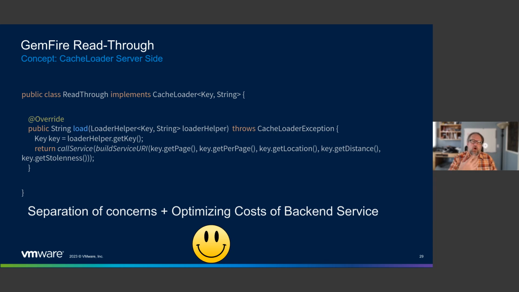When I'm on the cache loader, the part that's deployed to the GemFire server, this is what it turns into. I go off and do a load, and there's my loader helper. All I'm going to do is go get the key, call my service, and return that value, and GemFire will store it appropriately in the right region. Super awesome stuff. I love the separation of concerns and optimizing the cost for the backend service.